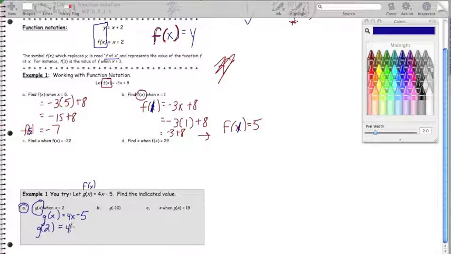So now I go through, I put 2 in for x in the problem. I get 8, 8 minus 5, 3. So g of 2 is equal to 3. That's how you do it, okay?